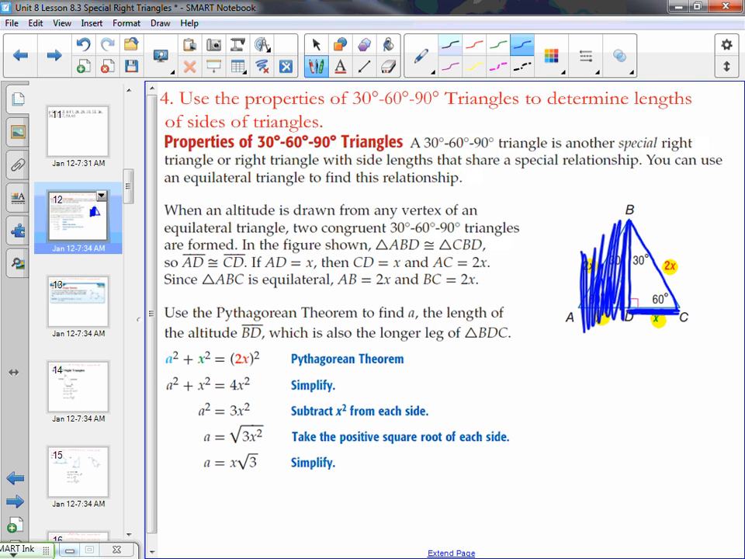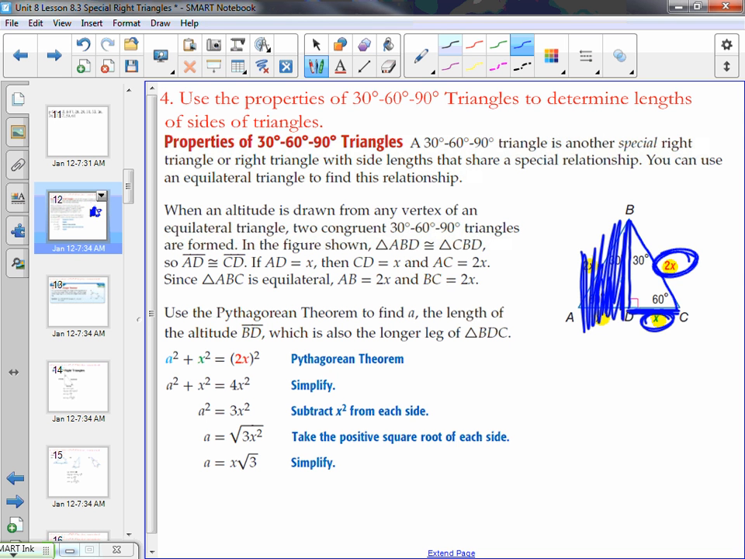Now, we're going to figure out a relationship between the short leg and that long leg. But I already see a relationship between the short leg and the hypotenuse. Isn't the hypotenuse whatever the short leg is times 2? If the short leg is x and the hypotenuse is 2x, short leg times 2 gives you the hypotenuse. So we've already got one relationship figured out. Now let's figure out the relationship between the short leg and the long leg, and we're going to use the Pythagorean theorem to do that.